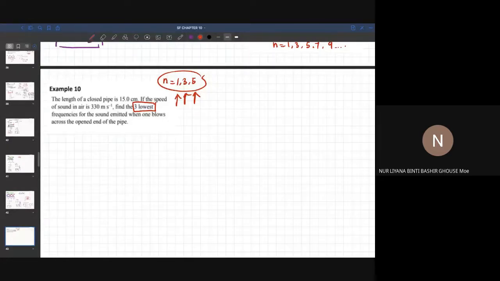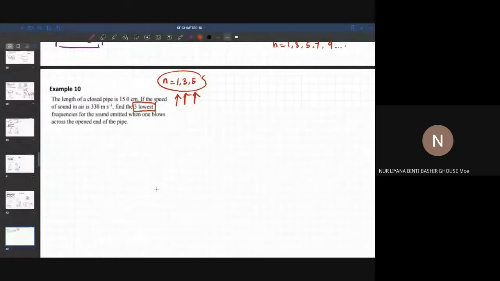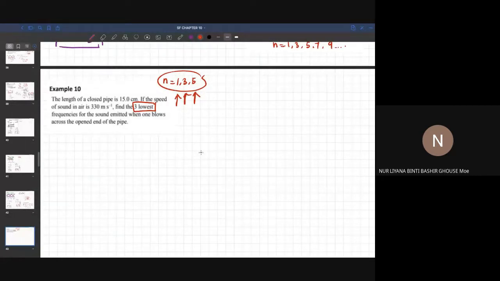Okay, Miss kembali. Okay, ramai juga yang dah siap example 10. So let's discuss example 10, okay? So example 10 dia kata the length of a closed pipe is 15 cm. So dia dah bagi kat kita our length of the pipe is 15 cm.